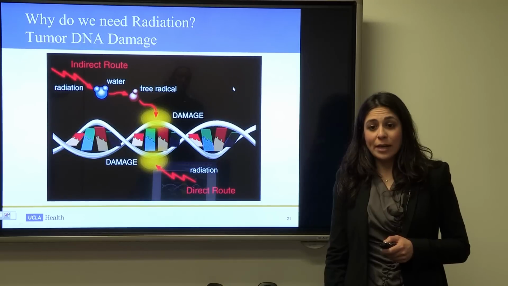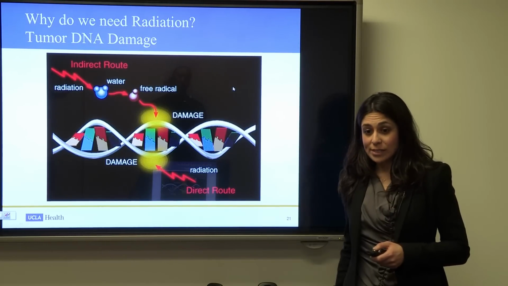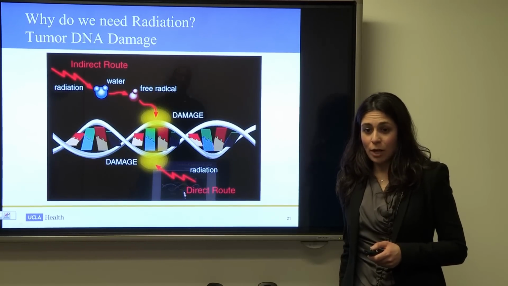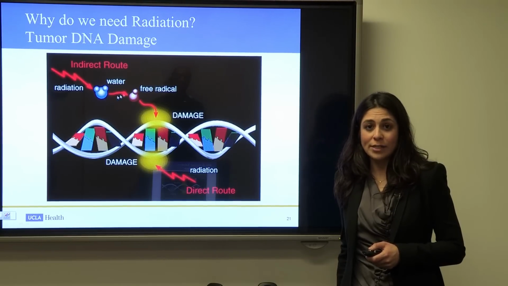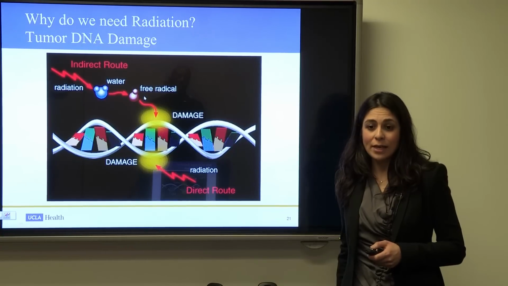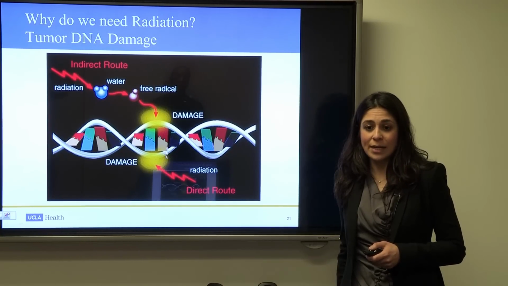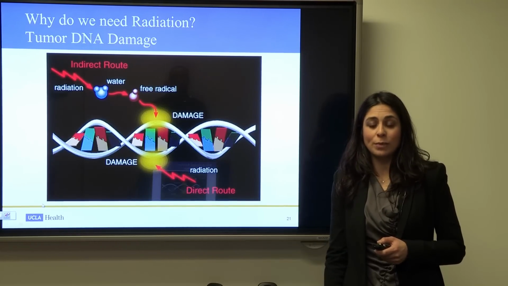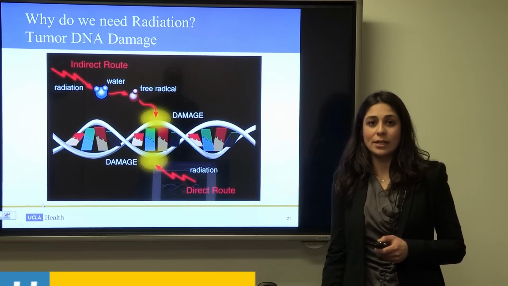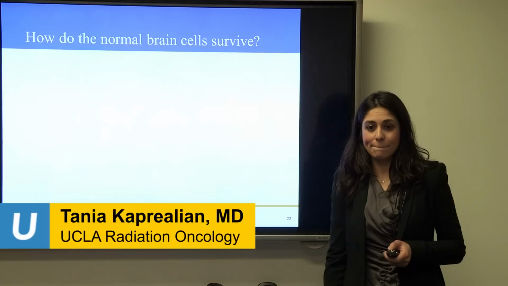Radiation actually damages the tumor DNA, and it can do this directly, as you see here on the bottom with the arrow hitting the DNA of the tumor, or it can do it indirectly by hitting a water molecule, thus causing a free radical or an oxidant that then goes in and damages the DNA. And this is actually why I tell my patients not to take antioxidants during the radiation treatments, because then you'd be countering the effect of the oxidant killing the tumor DNA.